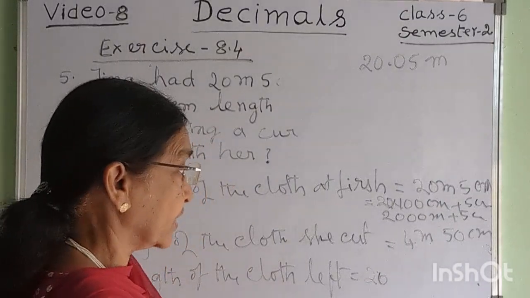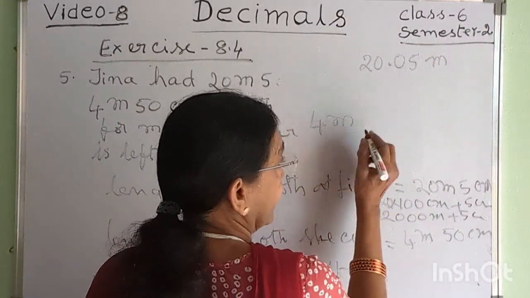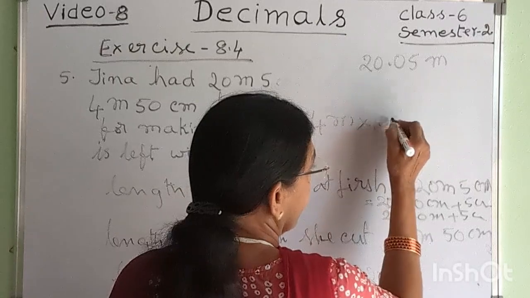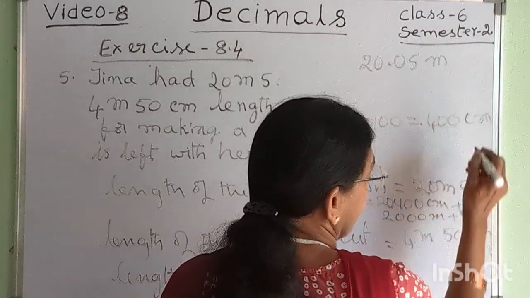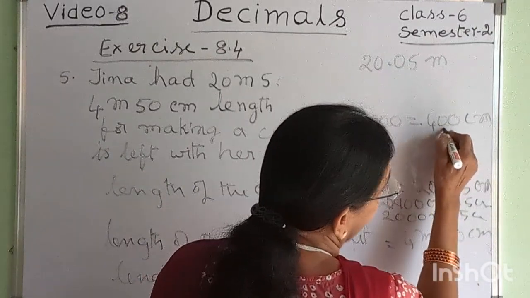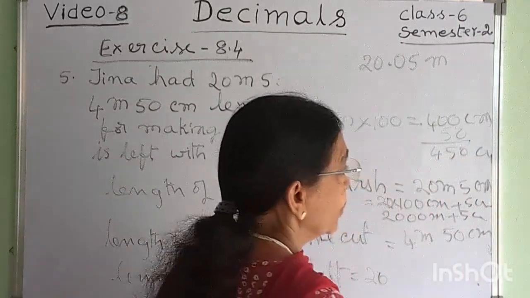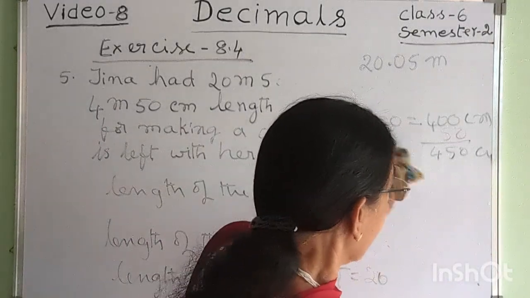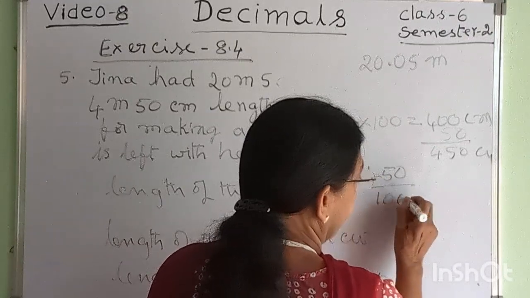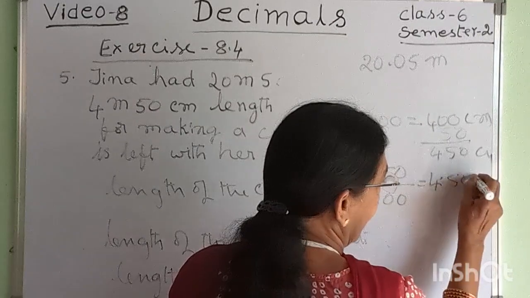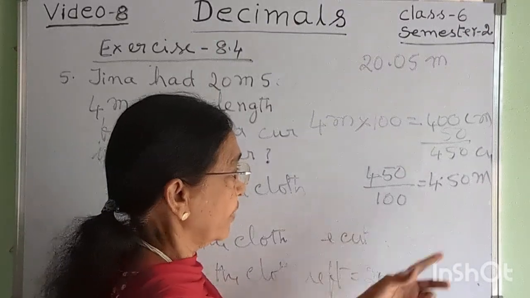Next, the length of the cloth she cut for the curtain is 4 meters 50 centimeters. 4 meters converting into centimeters is 4 into 100 centimeters, that is equal to 400 centimeters, plus 50 centimeters, we get 450 centimeters. Converting it into meters, we divide it by 100. 450 divided by 100 is equal to 4.50 meters. So the length of the cloth cut to make a curtain is 4.50 meters.